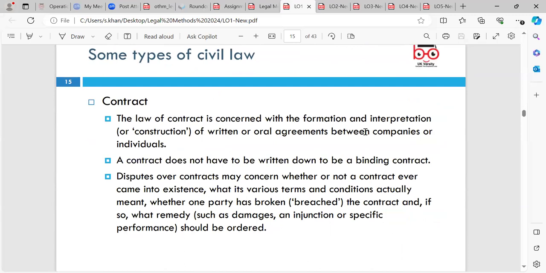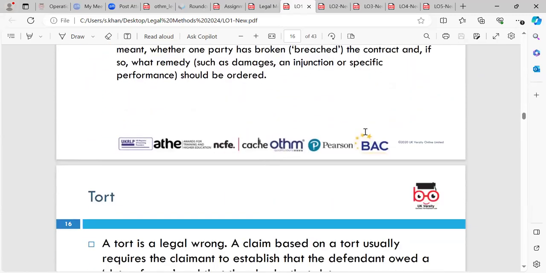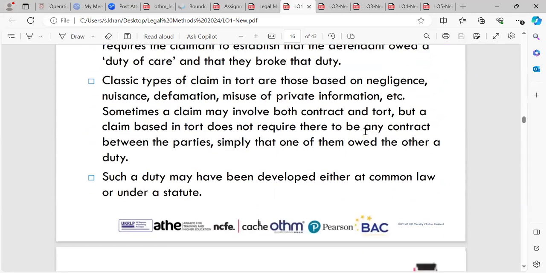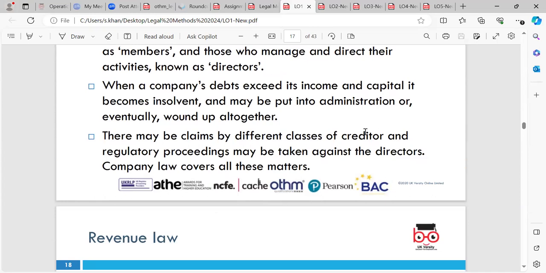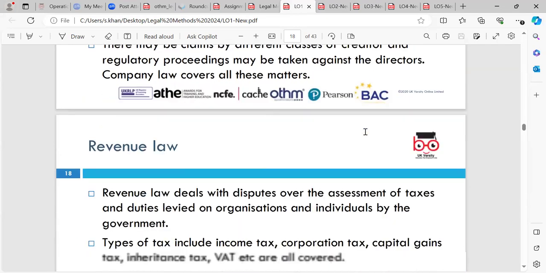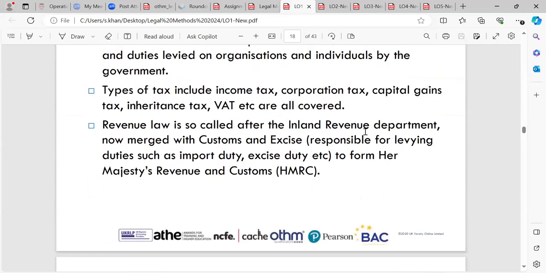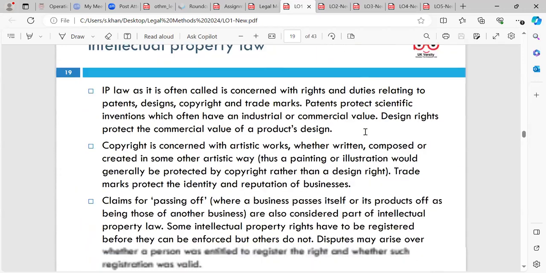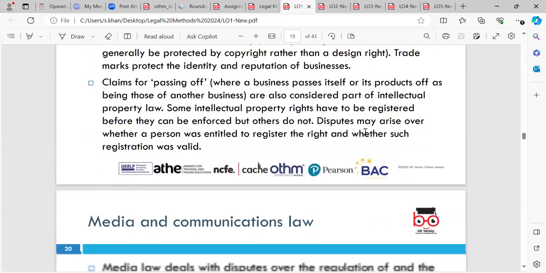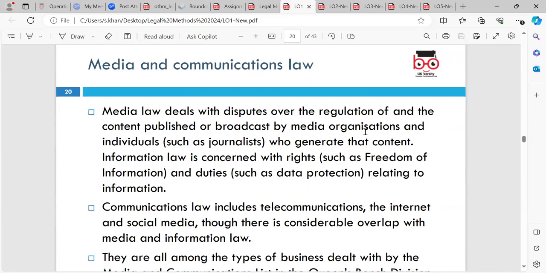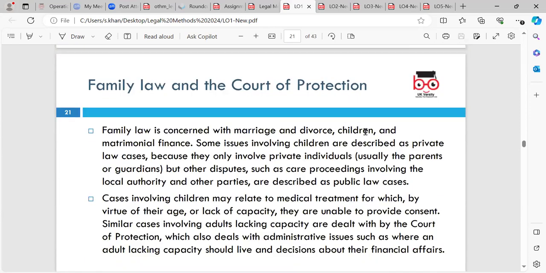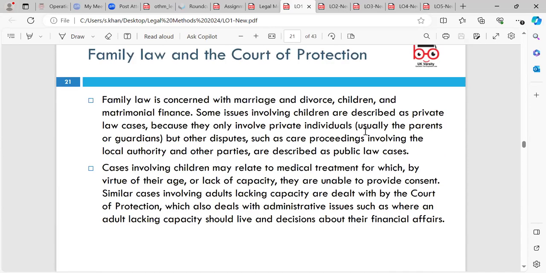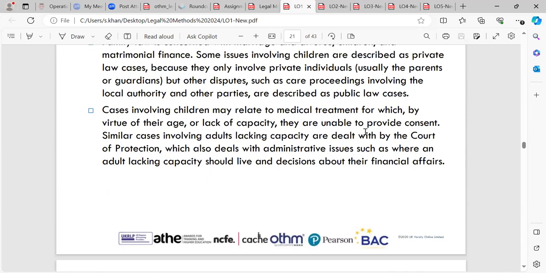Some types of civil law: we looked at contract law, tort law, and company law as well. Civil law is a form of compensation that someone gets, rather than criminal law, which has an element of punishment. We looked at revenue law as well, which covers inheritance taxes and VAT; intellectual property, so patents and copyright; media and communications law; family law and the Court of Protection. So things like divorce, matrimonial matters, and disputes in regard to care proceedings.